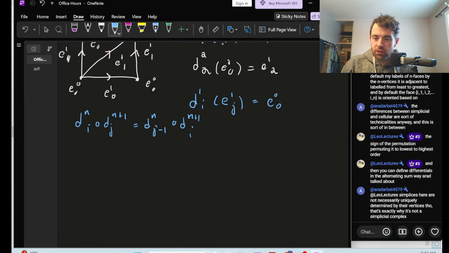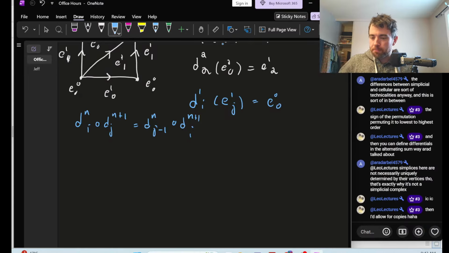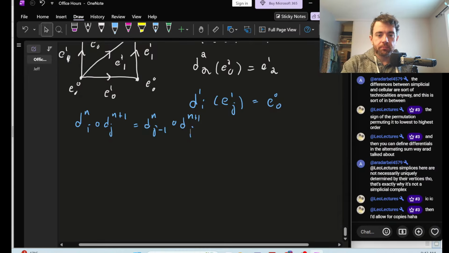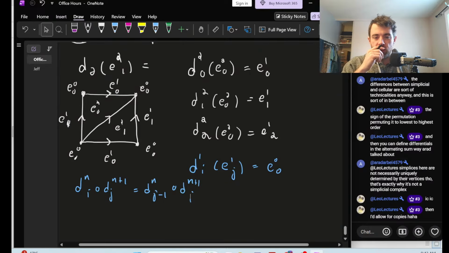And then you can define differentials in the alternating sum way. We do that anyways, right? I don't think that matters. The definition of the differential is the definition of the differential. You take like an alternating sum of these maps or something, right? Okay, so then what are we doing? I guess I just want to make sure that all of this is consistent.